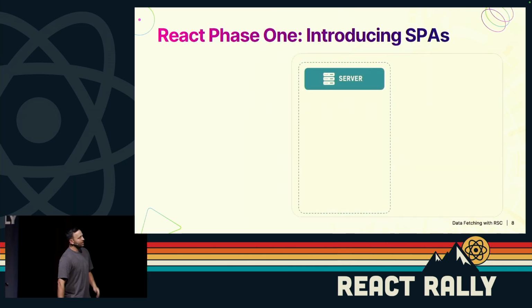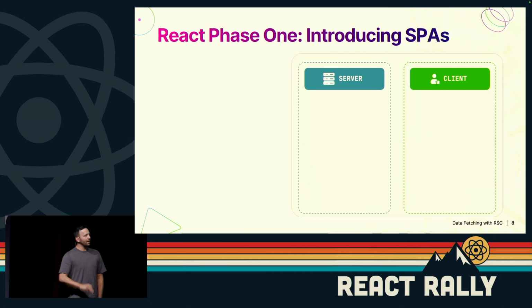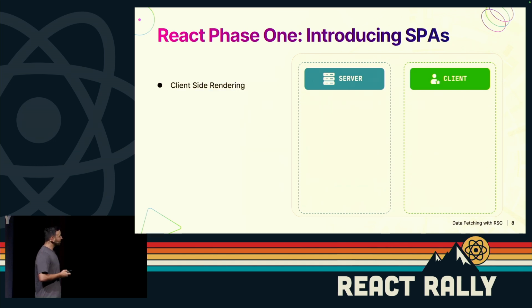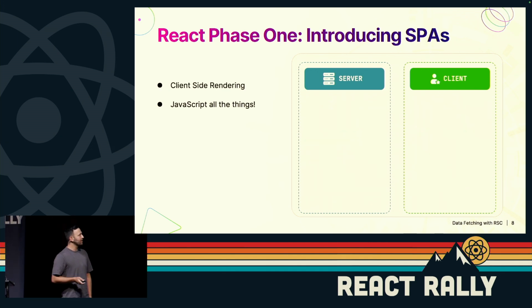So let's go through a little history lesson of React. This is, again, an oversimplification, but just to kind of give you an idea of how we got to where we are and some of the issues that server components try to address. So at the very beginning, we have Create React App, right? So everything was JavaScript, client-side rendering, and the flow kind of looks like this.